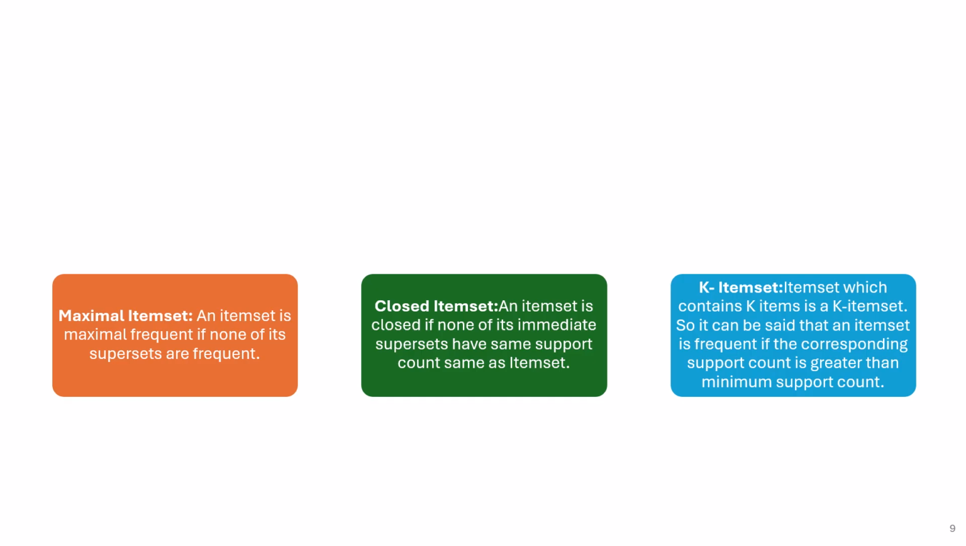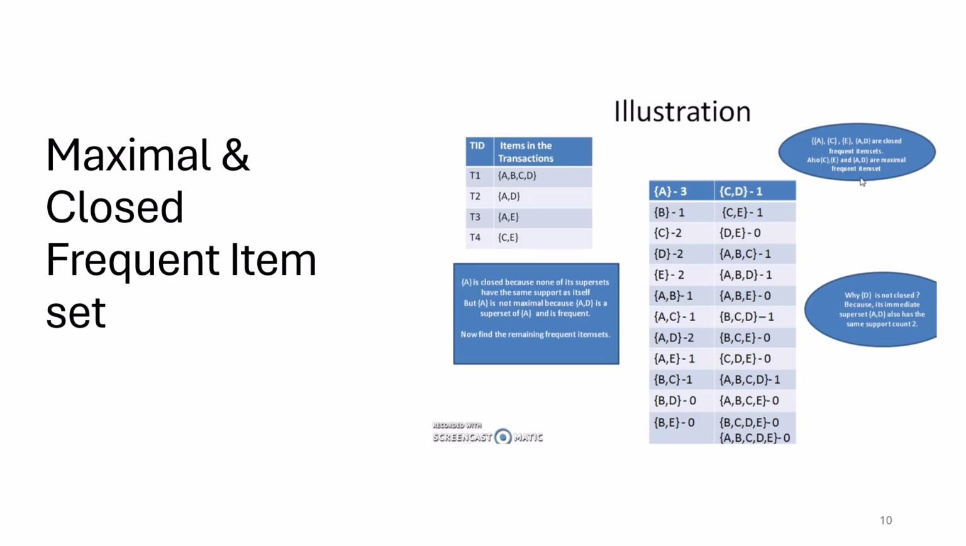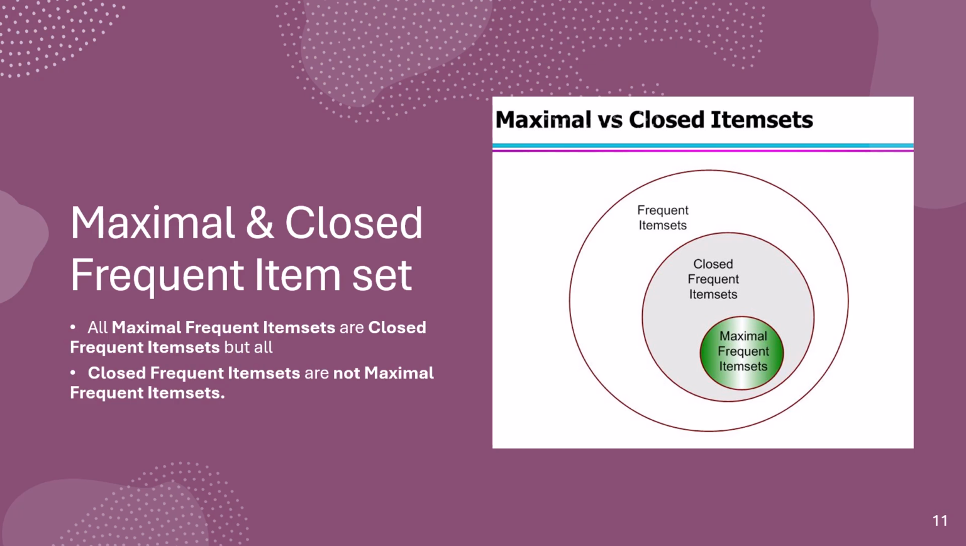As given on the screen, A is closed because none of its supersets have the same support as itself, but A is not maximal because A, D is a superset of A and is frequent. Now find the remaining frequent item sets. A, C, E and AD are closed frequent item sets. Also CE and AD are maximal frequent item sets as per the example. All maximal frequent item sets are closed frequent item sets, but not all closed frequent item sets are maximal frequent item sets.